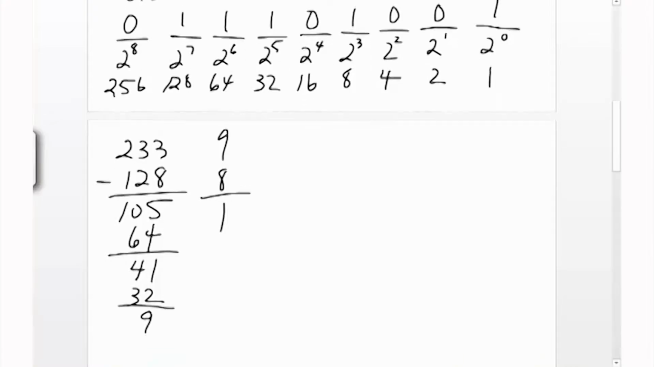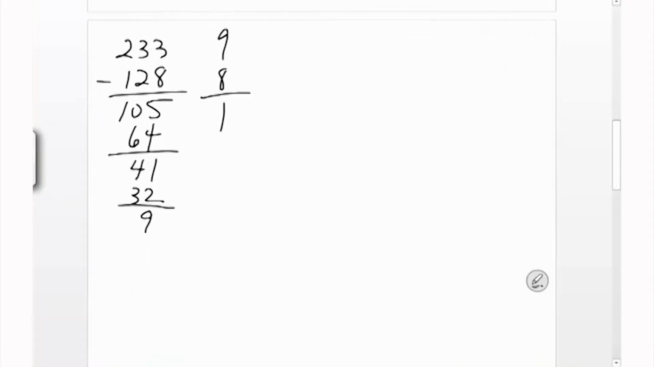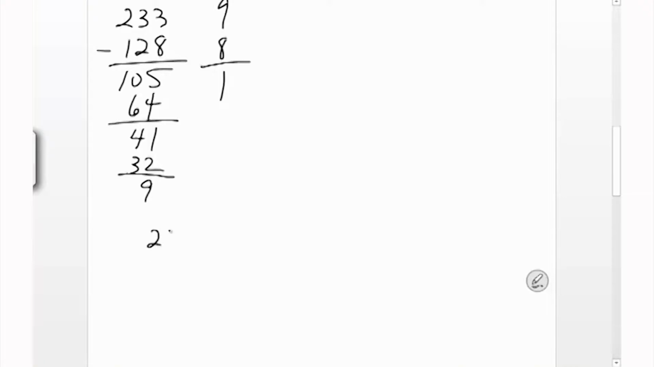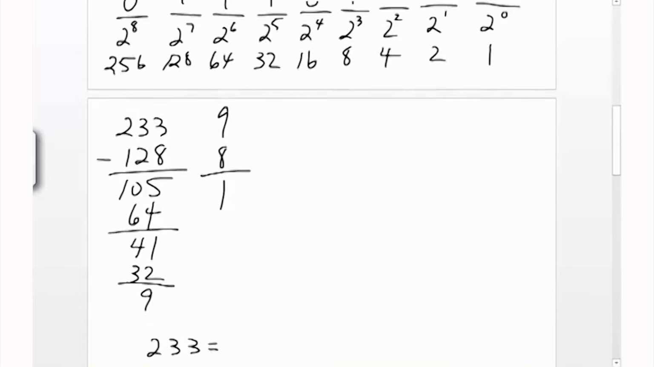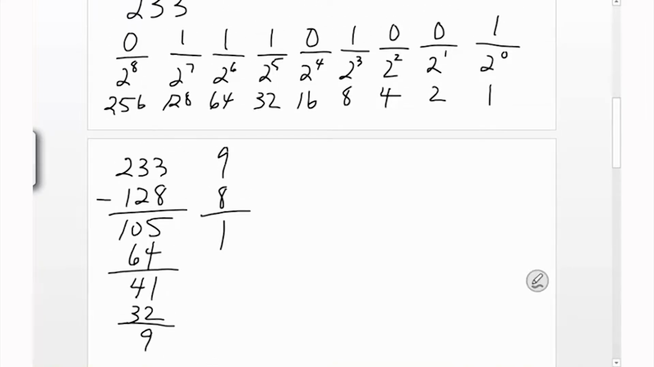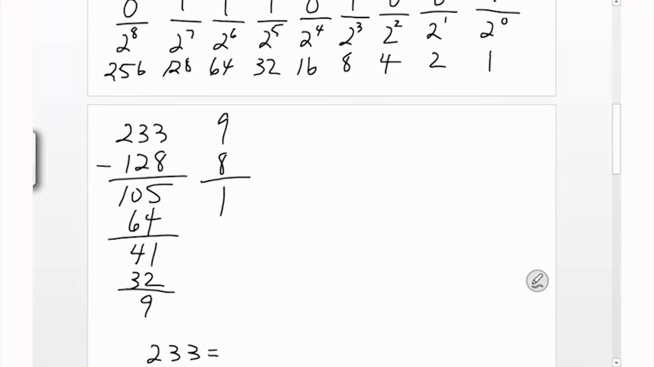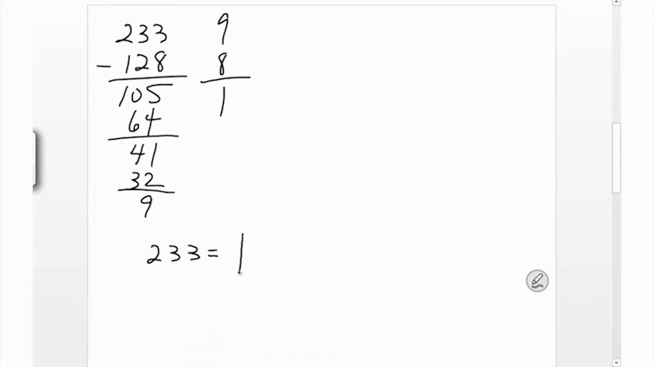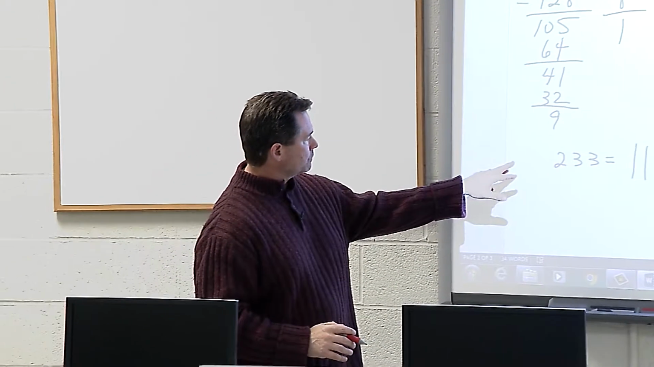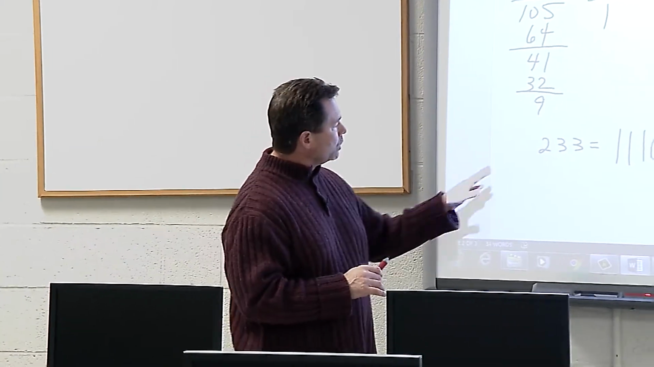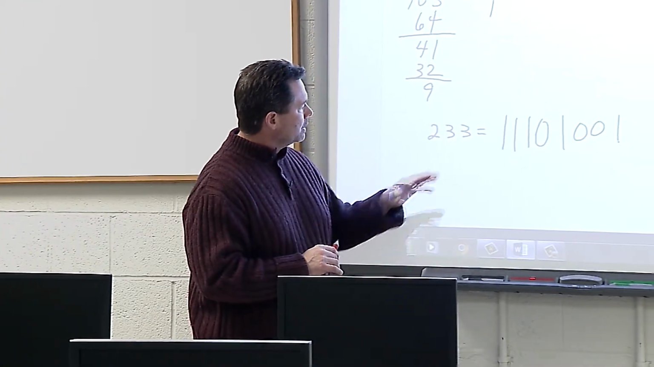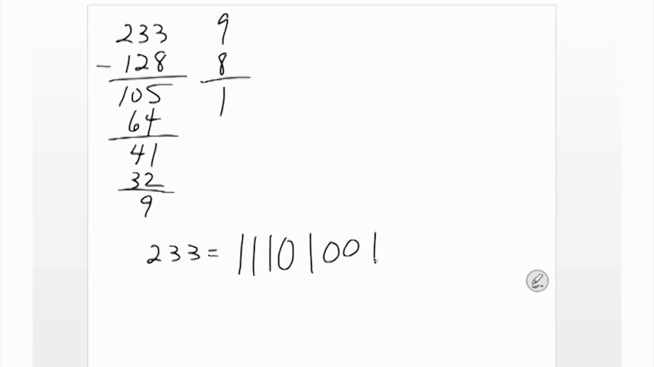So we could say this, that 233 equals 11101001. So 233 in decimal equals the binary value that's listed here. So that's a conversion to that.